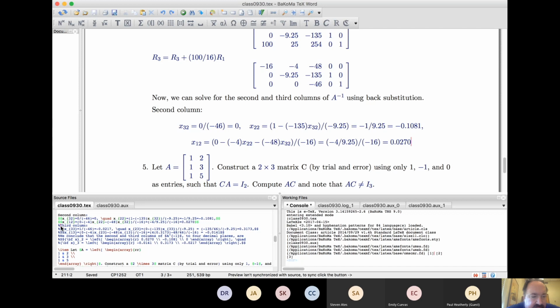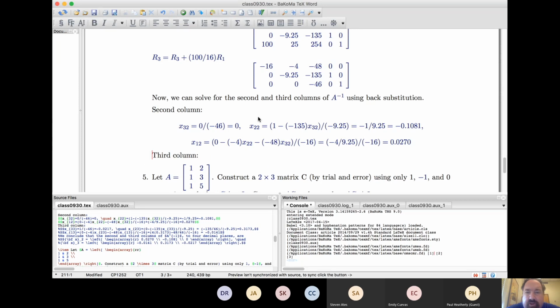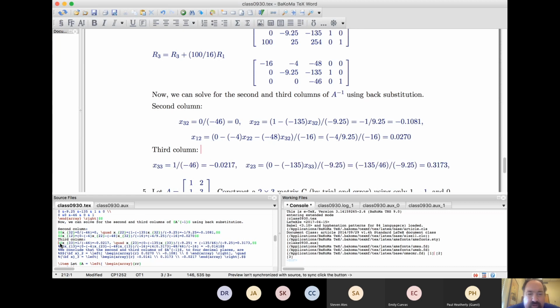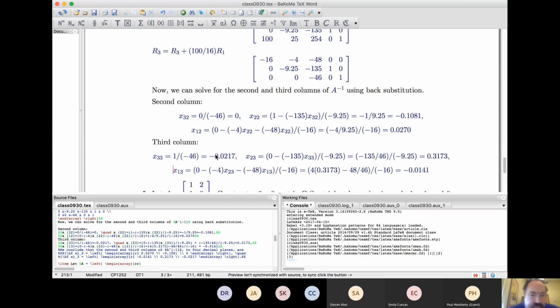And then it would be carried out again. Third column, we're just working with these different right-hand side values. Other than that, it's exactly the same. So for example, we're figuring out x13, x23, x33. Those are the elements of the third column of the inverse.